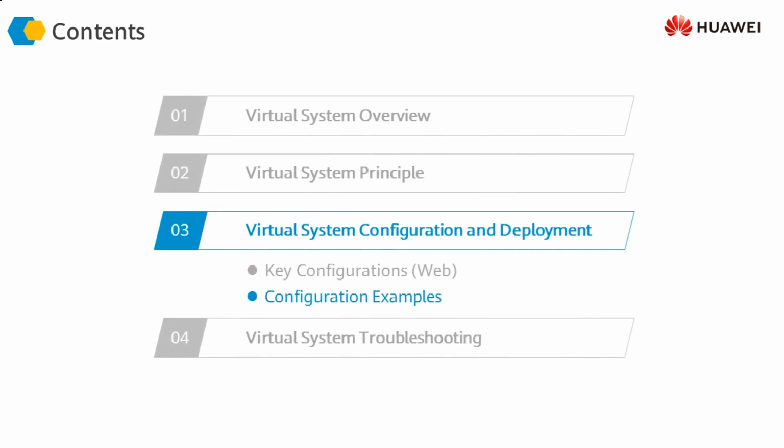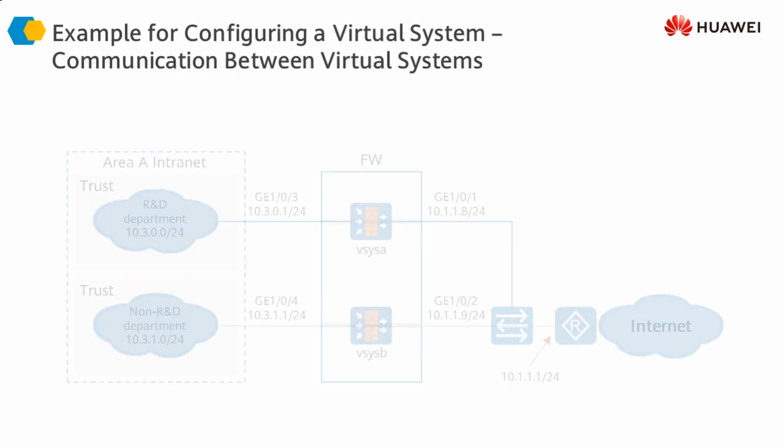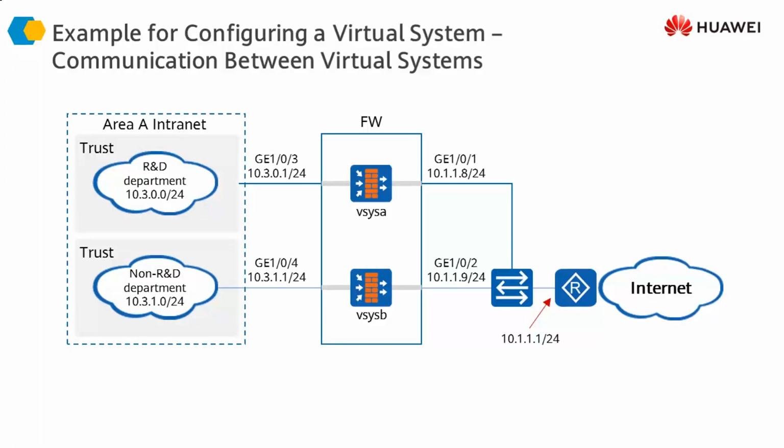Hi, in this video we are going to look at the configuration examples. Let's take a look at a particular scenario. This is a scenario in which we have a physical firewall and we want to divide, or partition, the physical firewall based on these requirements.